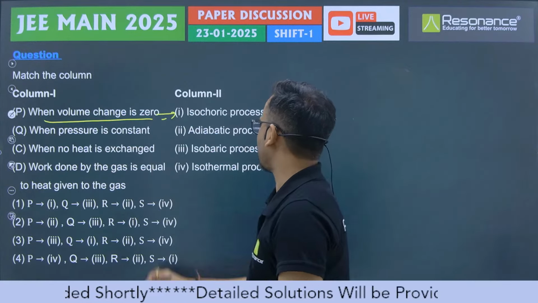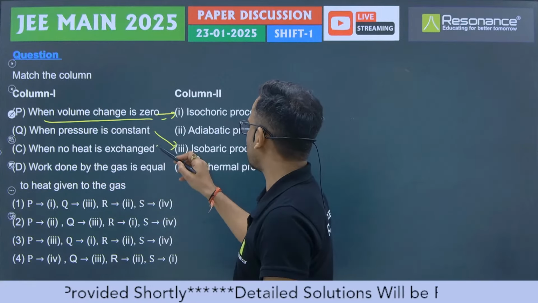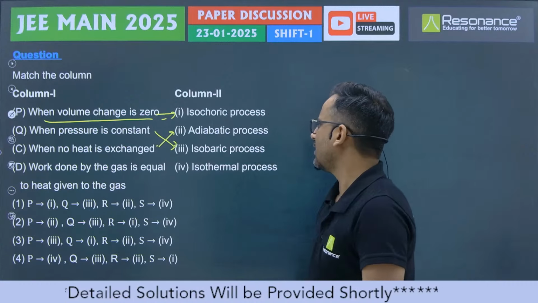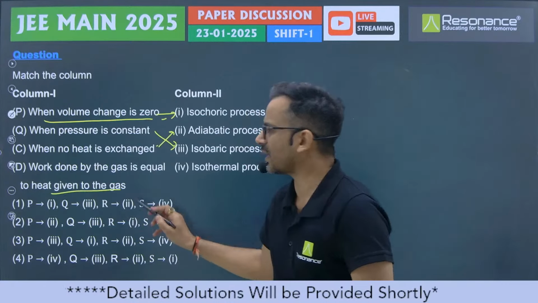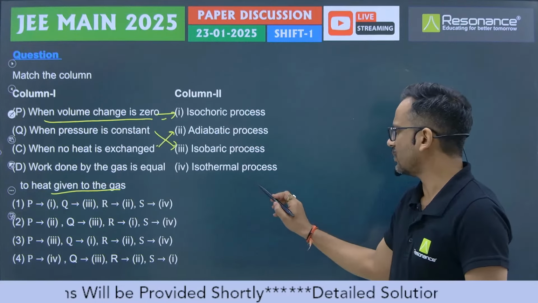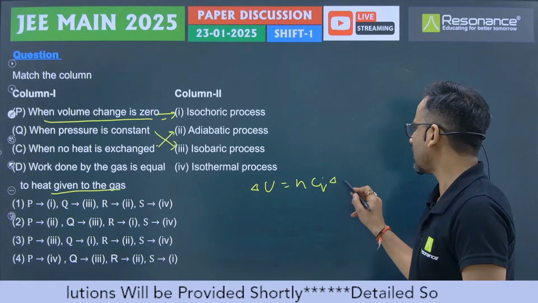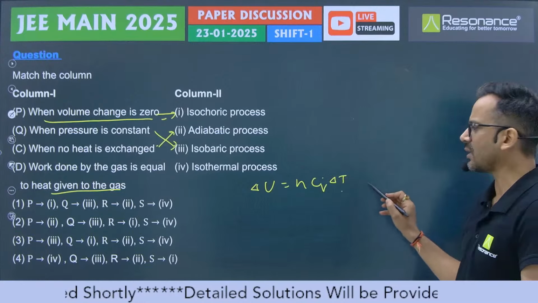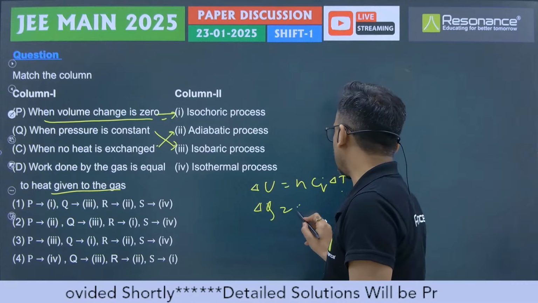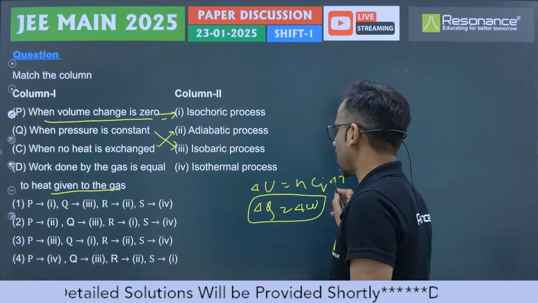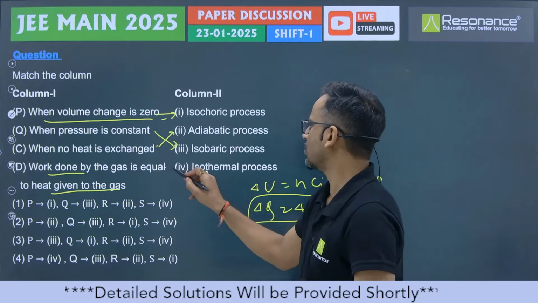When pressure is constant, that is known as the isobaric process. When no heat is exchanged, that is known as the adiabatic process. And work done by the gas is equal to the heat given to the gas. We know that in case of an isothermal process, delta U equal to n Cv delta T, and as it is isothermal, delta T will be 0. So from here we can say that delta Q will be equal to delta W from the first law of thermodynamics. So in this case, work done by the gas will be equal to the heat supplied. So this is the correct answer.